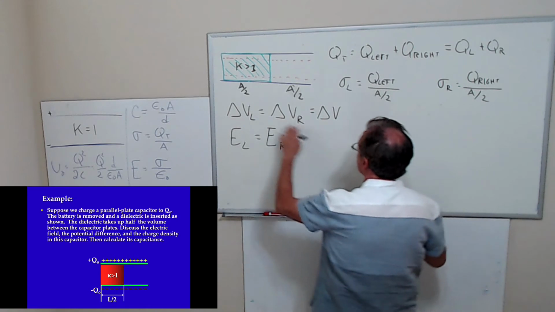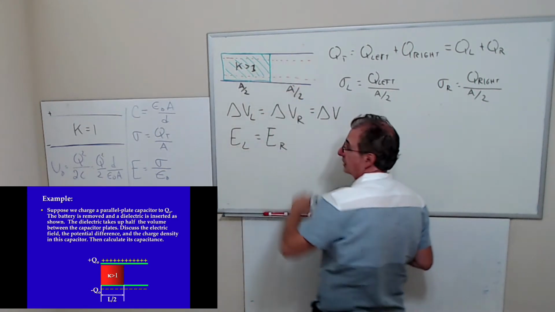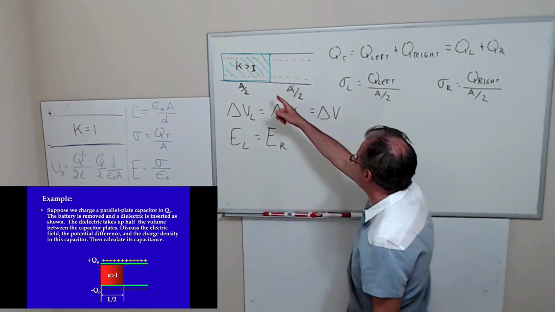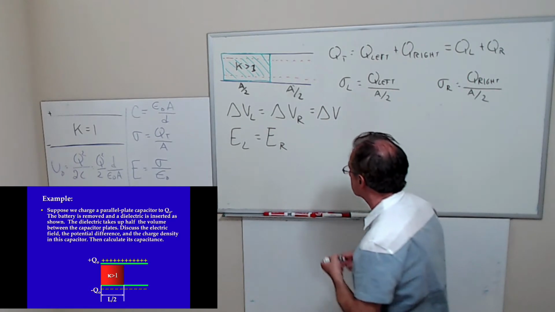So what does it mean that the potential on the left equals the potential on the right? The delta V here and the delta V here are the same. Well, what this means is that you have two capacitors that are in parallel. That's how you would treat it. So treat it as two capacitors.